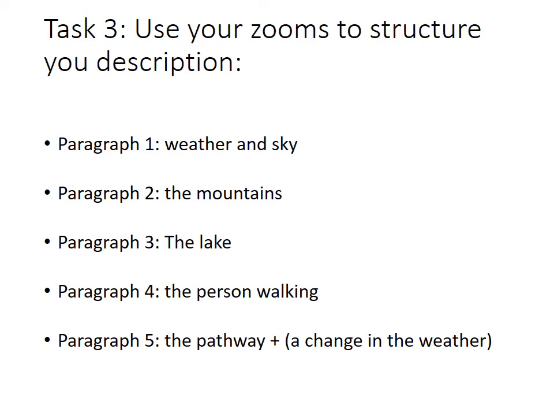We can use our zooms to structure our piece of descriptive writing. So each zoom could be a separate paragraph. And this makes our writing varied and interesting. So paragraph one could be about the weather and the sky. Paragraph two could describe the mountains in the distance. Paragraph three could focus on the lake and the forest around it. Paragraph four could be all about the person, the walker, and their appearance. And finally, paragraph five could just describe the rocky pathway that they were stood on.